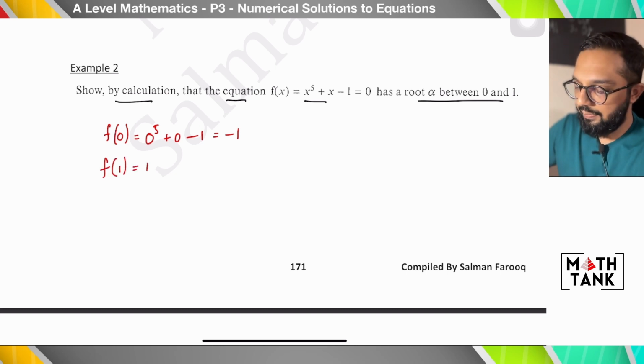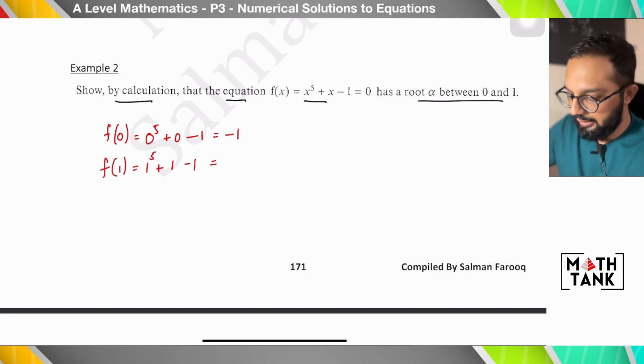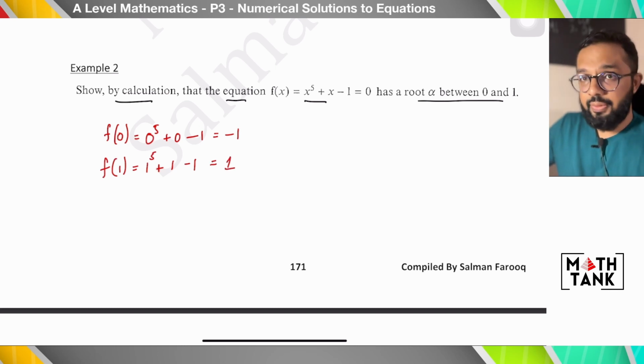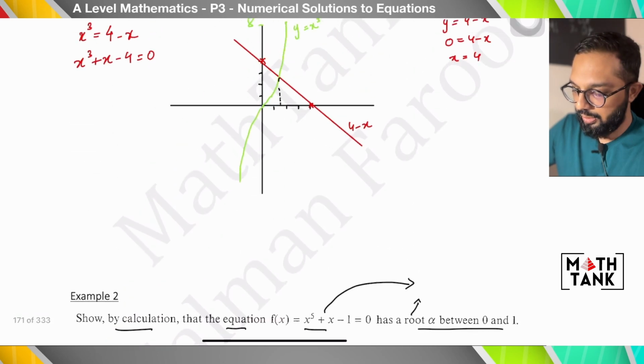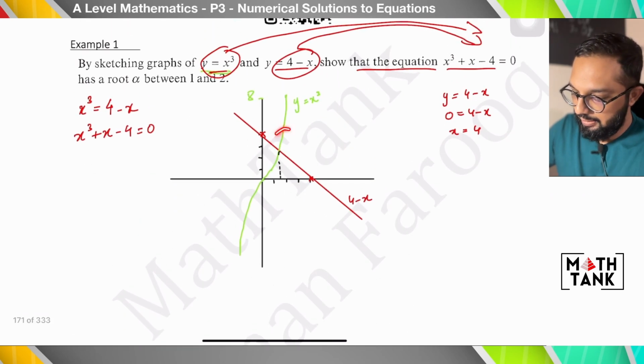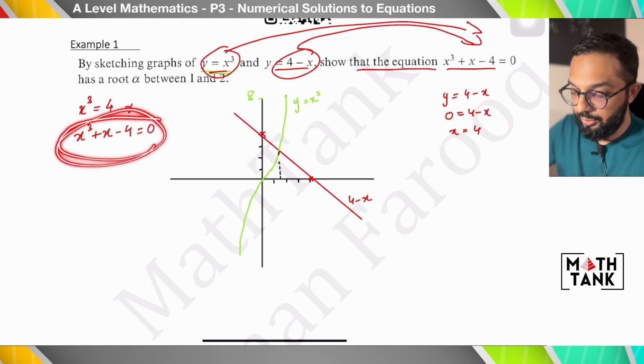Then I'm going to calculate f of 1. So 1 power 5 plus 1 minus 1. That gives me 1. How does this prove that there's a root between? Remember that the root was basically the root of an equation. Now, I'm not talking about this intersection point right now. I'm talking about the root of this equation.